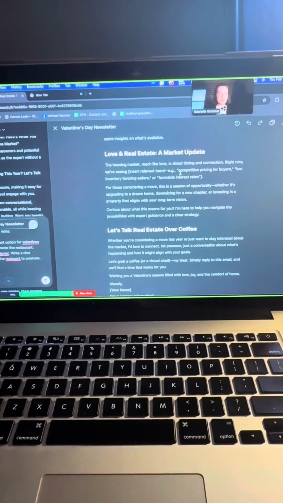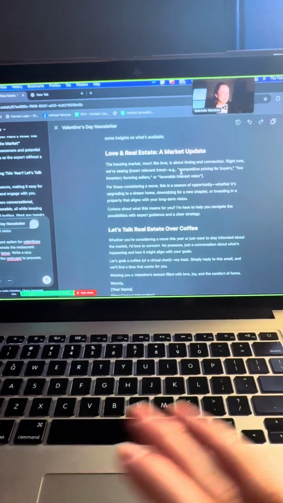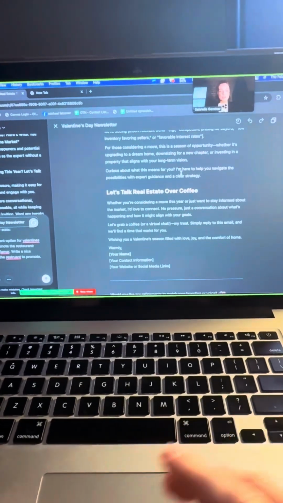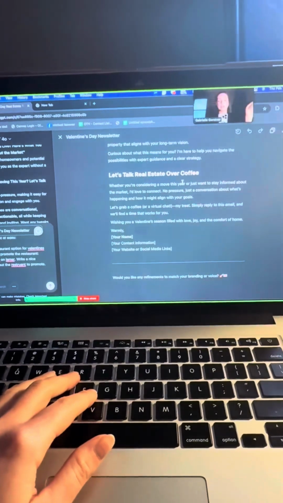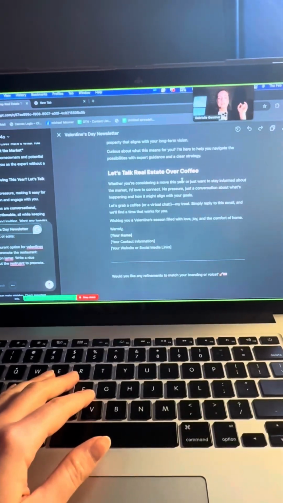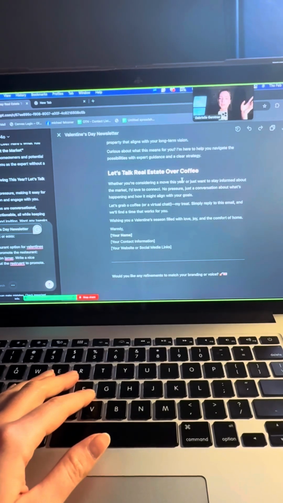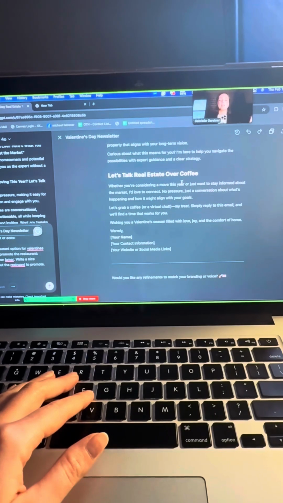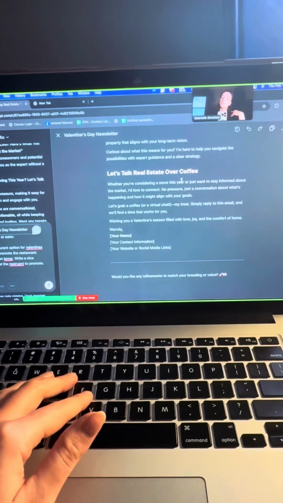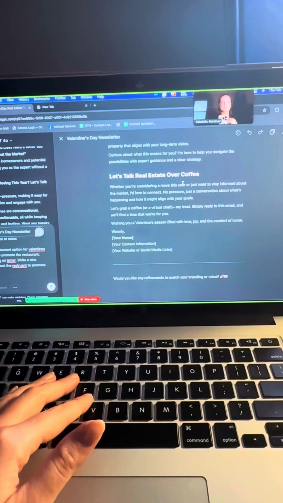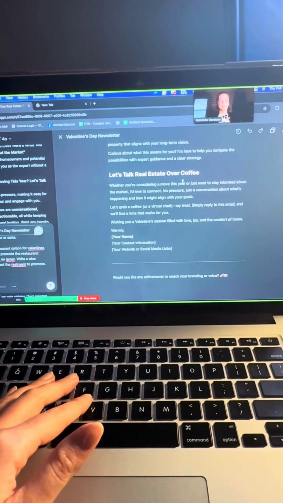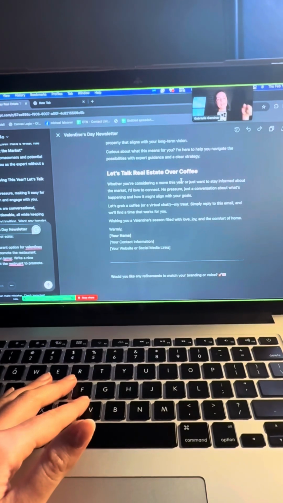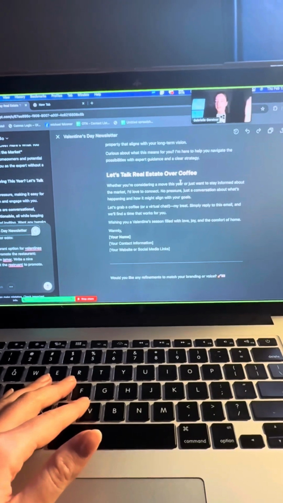And then it adds a little curious about what this means for you. I'm here to help you navigate the possibilities with expert guidance and a clear strategy. Love it. We keep you top of mind to reach out to you. So let's talk real estate over coffee. Last bit. Whether you're considering a move this year or just want to stay informed about the market, I'd love to connect. No pressure, just a conversation about what's happening and how it might align with your goals. Let's grab coffee or a virtual chat. My treat. Simply reply to this email and we'll find a time that works for you. Wishing you a Valentine's season filled with joy, love, and the comfort of home.